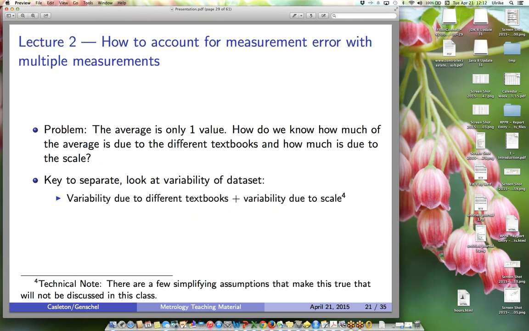So naturally, now that we have started the discussion of having two different sources of variability, we have to look at the data and our average, and the students realize the average is only one value that we have. So how is it that we actually can separate out these two sources of variability and actually learn something about both the measurement and the measurement process? And that naturally leads into this idea of what in statistics we often refer to as having different variance components. And so for the first time in the lecture notes, we will show students that we actually can express the total variability as the sum of the variability that's due to the different textbooks plus the variability that is due to the scale.